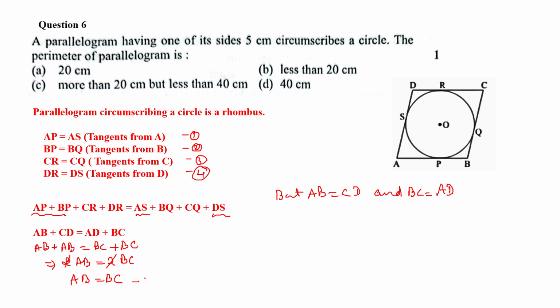So from this fifth and sixth, I can say that all are equal. If I replace AB with CD and BC with AD, all will be equal to each other. AB equal to BC equal to CD equal to AD. It means it is a rhombus. And one side is given as 5 centimeter. So perimeter will be 4 into 5, which will give me 20 centimeter.